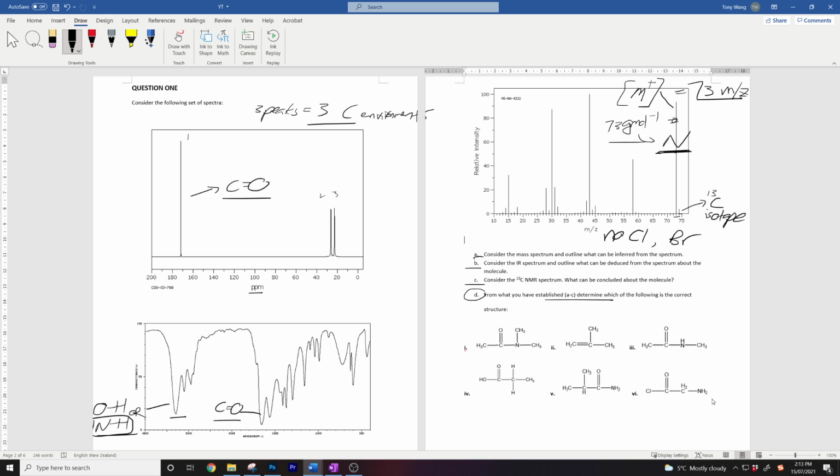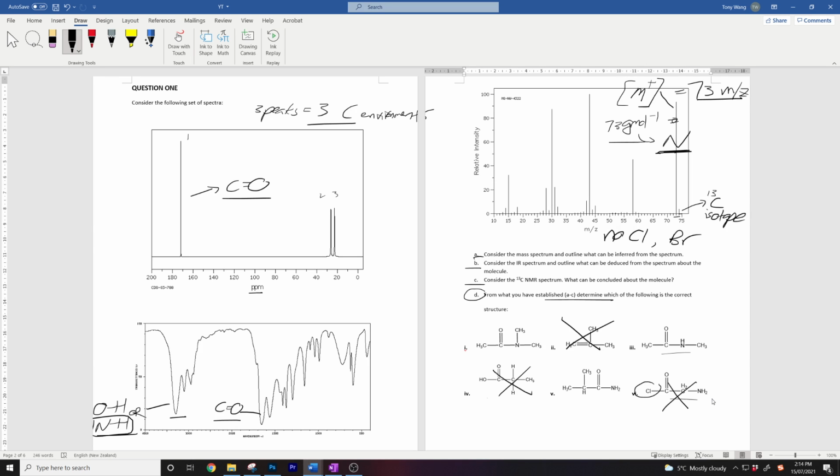So let's have a look at this. So straight away, this one's wrong. Why is that wrong? Because that doesn't have nitrogen. This could be okay. This is wrong. Why? Because it doesn't have a nitrogen. This could be okay, and this could be okay, and oh, that's not okay because this has a chlorine. We don't have a chlorine.